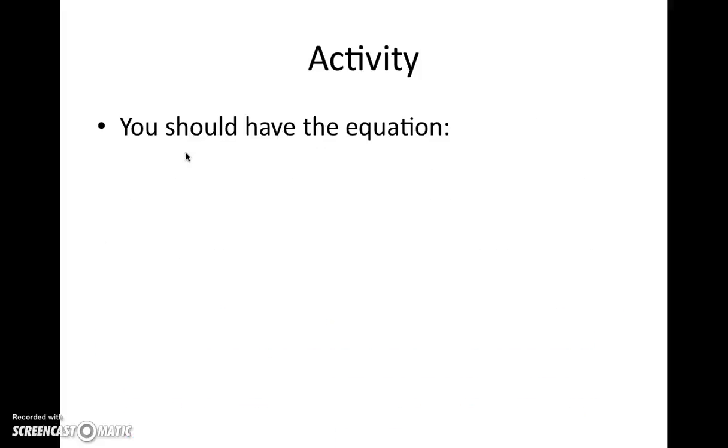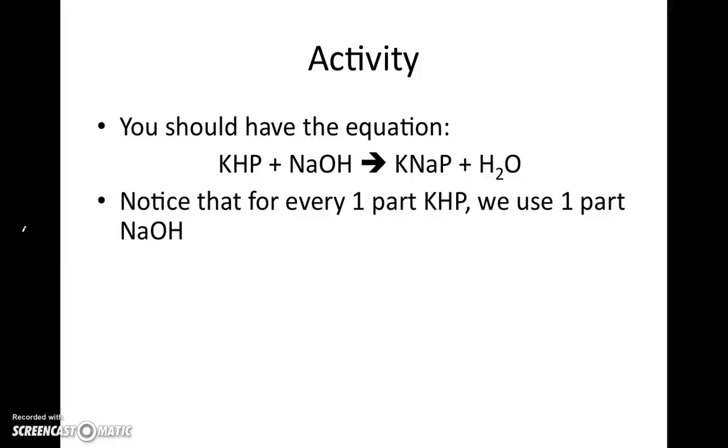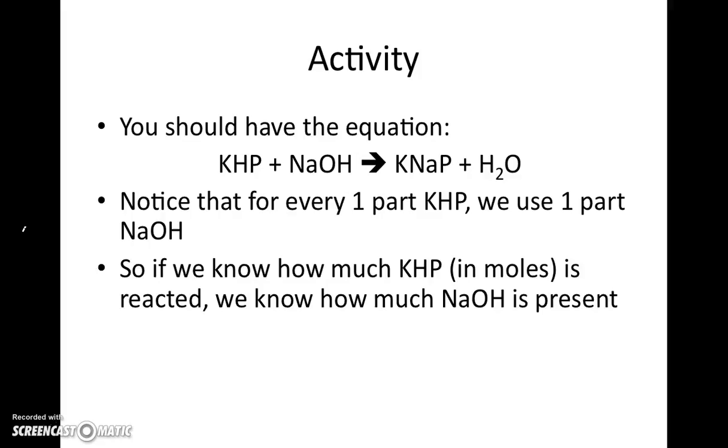So going back to writing out the equation, you should have something that looks like this. KHP plus NaOH goes to KNaP, that's our salt, plus water, H2O. And you'll notice that for every 1 part KHP, we're going to use 1 part NaOH. So that means that if we know how much KHP we have, we know how much NaOH is present in our solution. So 1 mole of KHP will react with 1 mole of NaOH.